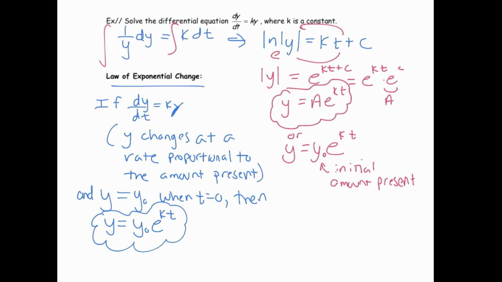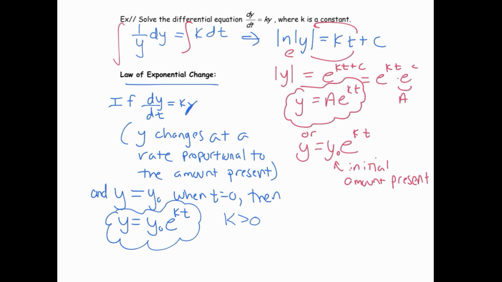And we've got a couple situations. If k is bigger than 0, look back up at the differential equation, dy/dt equals ky. If k is bigger than 0, and y is the amount present, which will almost always be a positive value, then dy/dt equals a positive number. Thinking of dy/dt as slope, you're dealing with a function whose derivative, or slope, is always positive, which means it's exponential growth as opposed to decay. So this means exponential growth.